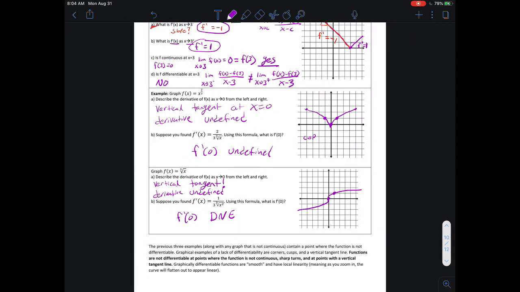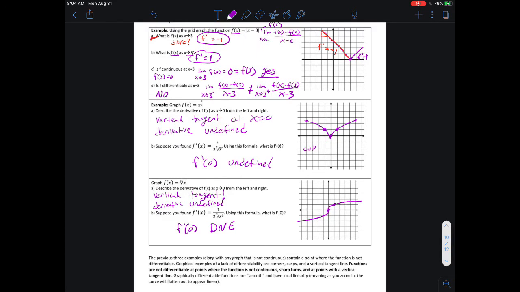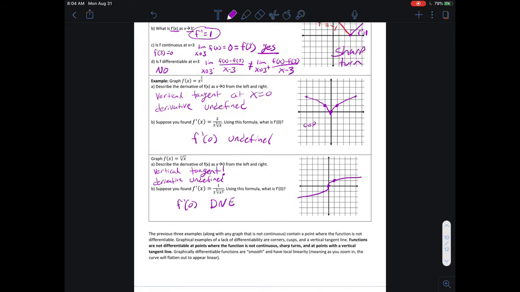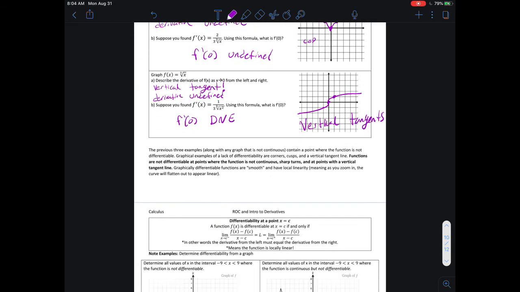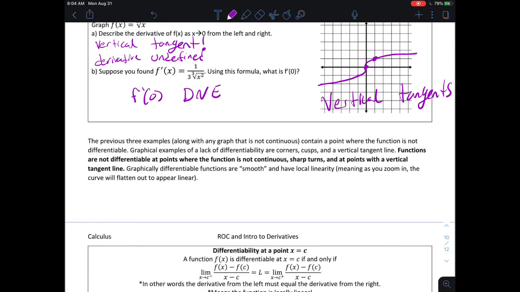And so we have 3 examples here of functions that are not differentiable, but they're continuous. We have a sharp turn. We have a cusp, which is also a sharp turn. And then we have vertical tangents. So it's important to note that just because a function is continuous does not mean it is differentiable, all right? That's an important thing. We'll get a little bit more into that as we go forward.